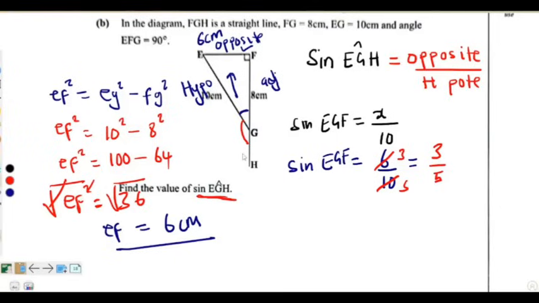Now, upon finding sine EGF, remember the question is, you're supposed to find sine EGH, which is outside. So we just say therefore, sine EGH is equal to, it's going to have a negative, just a negative 3 over 5. This will be our answer because this angle right here is outside, and you have found the one which is inside. So this is how we can answer this question. We now move on to another question.